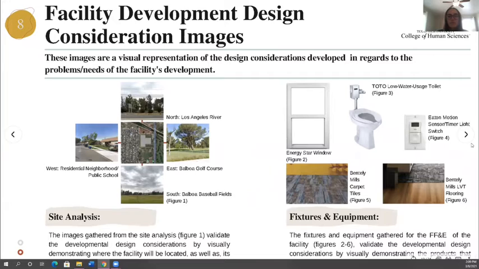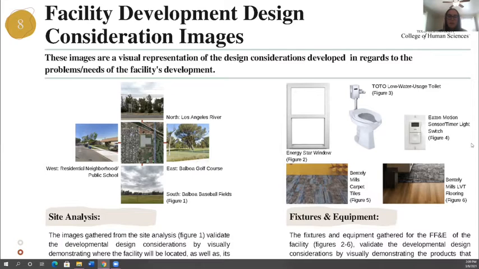The images on the left side of the slide are gathered from the site analysis. This visual demonstration shows where the facility will be located and its surrounding views. The facility will be located near public schools and sports fields to support the needs of residents.